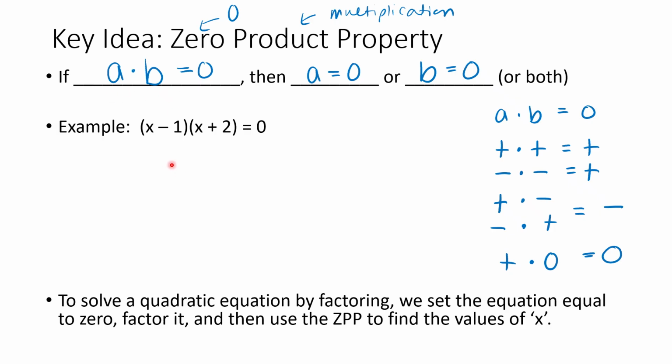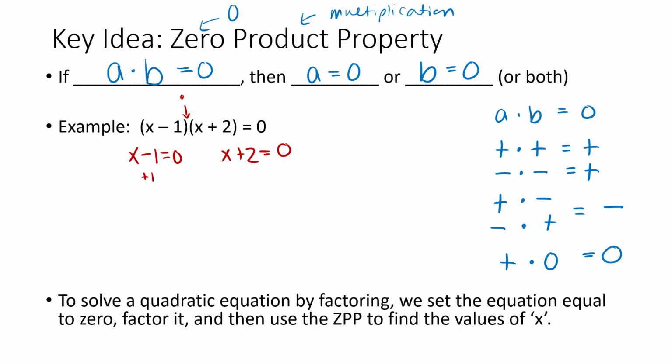So how does that pertain to quadratics? Suppose you have x minus 1 times x plus 2. And what you want to remember here is that that is a product. That is a factor of x minus 1 times a factor of x plus 2. And the product of those factors is 0. What that means is that either that first factor had to be 0, so the x minus 1 had to be 0, or the x plus 2 had to be equal to 0.